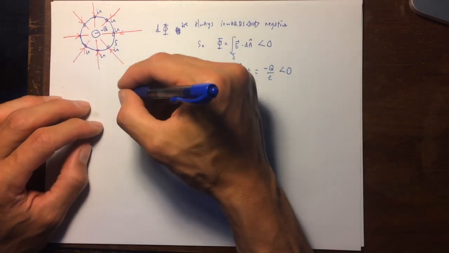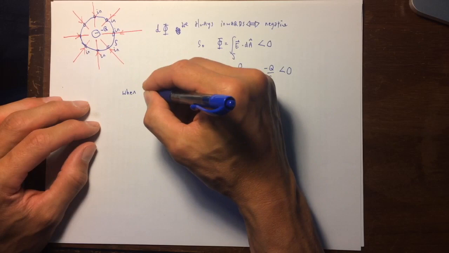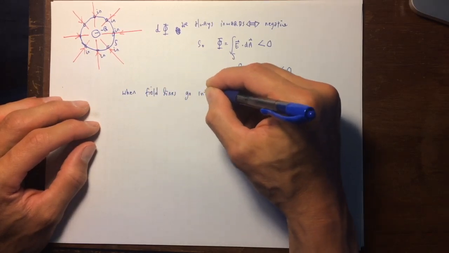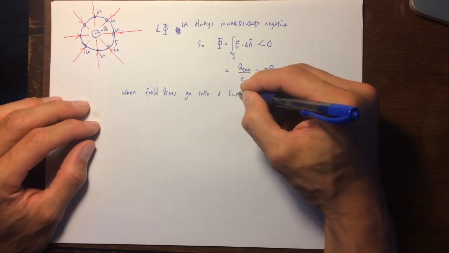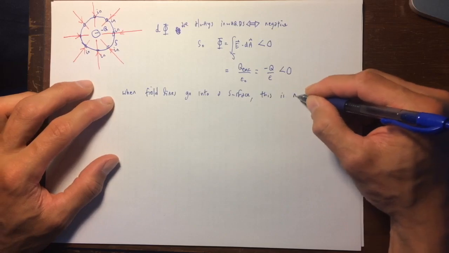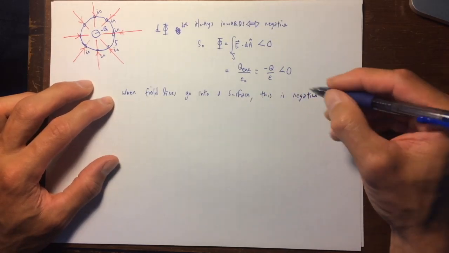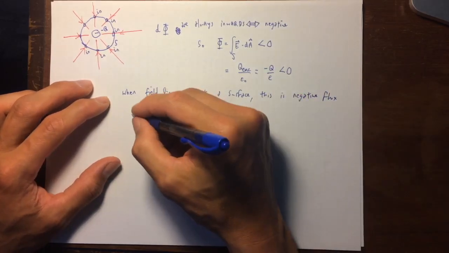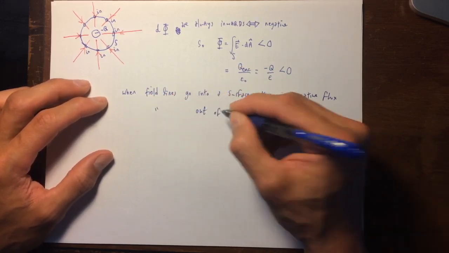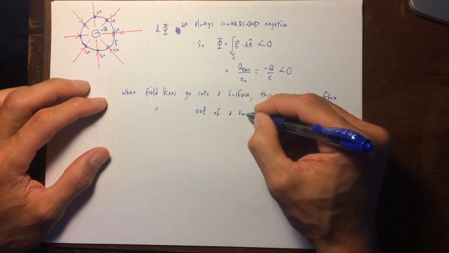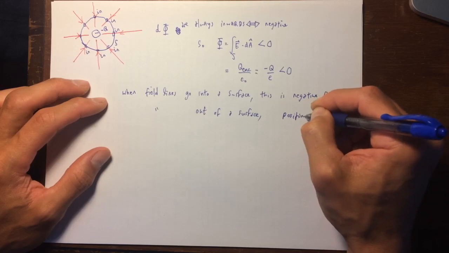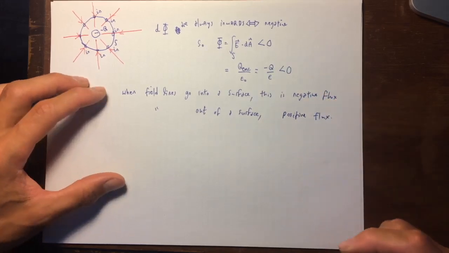So when field lines go into a surface, this is negative flux. And when they go out of a surface, this is positive flux. All right.